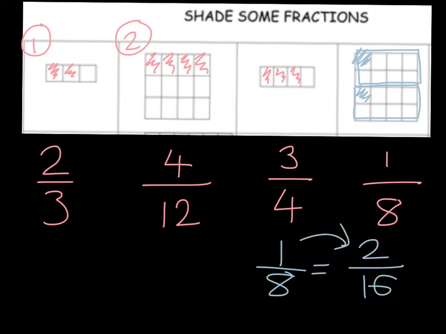And again, this should be one of the big ideas, equivalent fractions. You can see that they are equivalent if we times both sides by 2. So 1/8 is equivalent to 2 out of 16, which is why we've shaded in 2 out of 16.